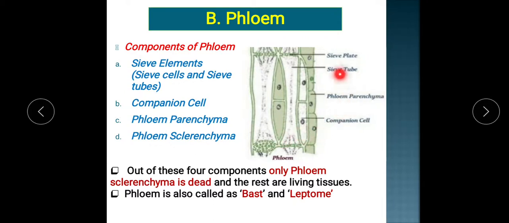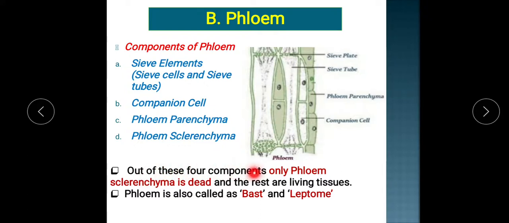In this diagram, you can see these are the sieve tubes, and along with these sieve tubes there are the companion cells. So these are the companion cells, and this is called the phloem parenchyma. The sieve cells are present along with these elements, but they are not shown here. And the phloem fibers are also present along with these elements of the phloem.